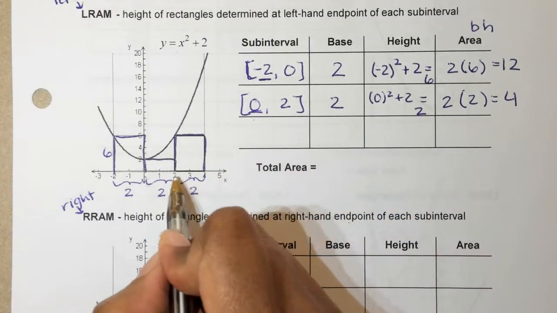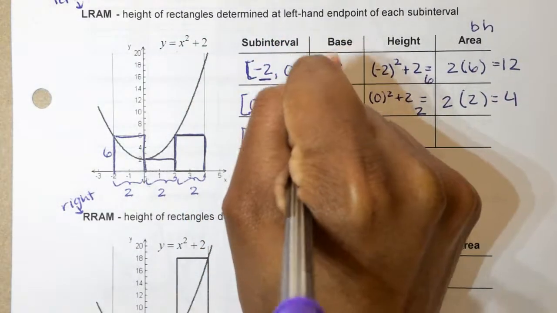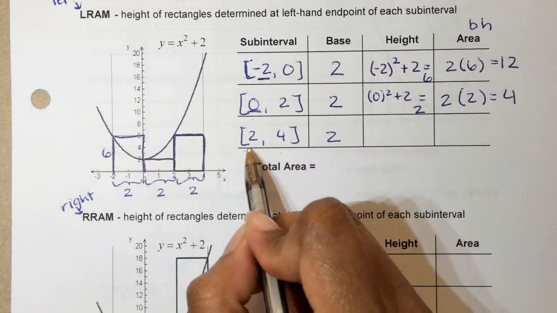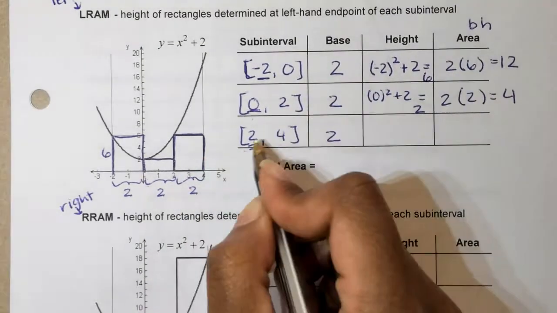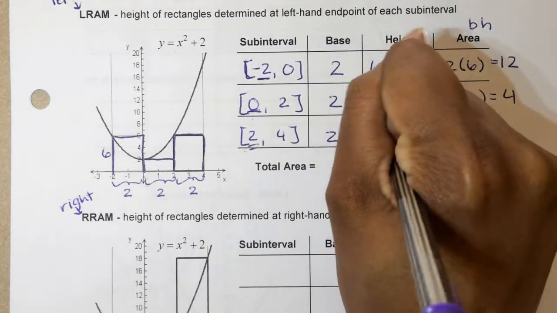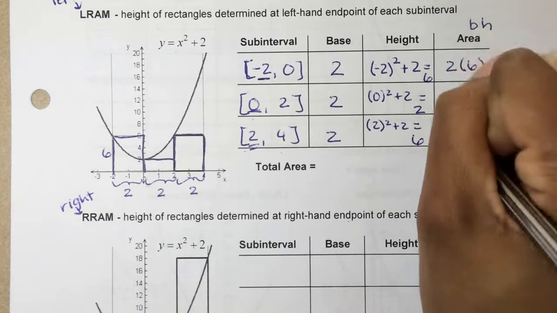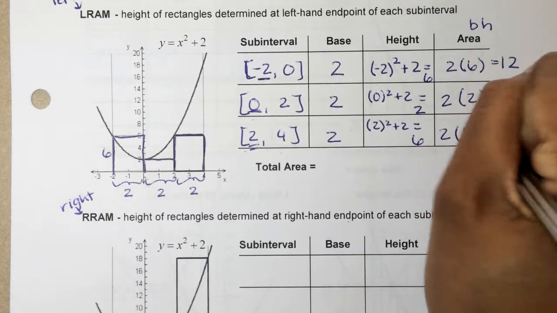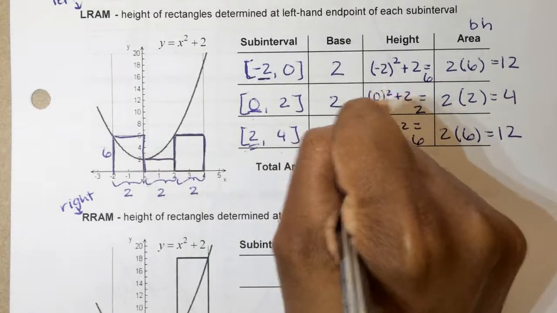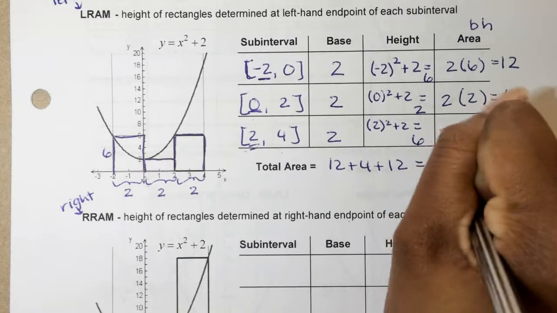And then our last subinterval goes from 2 to 4. That difference is 2, so my base is 2. And I'm going to use that left-hand number to find my height. So we have 2 squared plus 2, which equals 6. So we have 2 times 6, which equals 12. So my total area is 12 plus 4 plus 12, which equals 28.